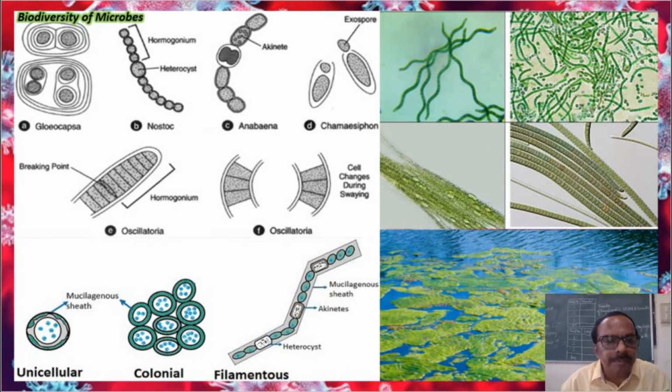We have Gloeocapsa, which is a unicellular colonial form. We have Nostoc, which is a filamentous form. We have Anabaena, that is also a filamentous form. They may be basically single celled, colonial or filamentous. So this is the range or biodiversity of blue-green algae, also called cyanobacteria.